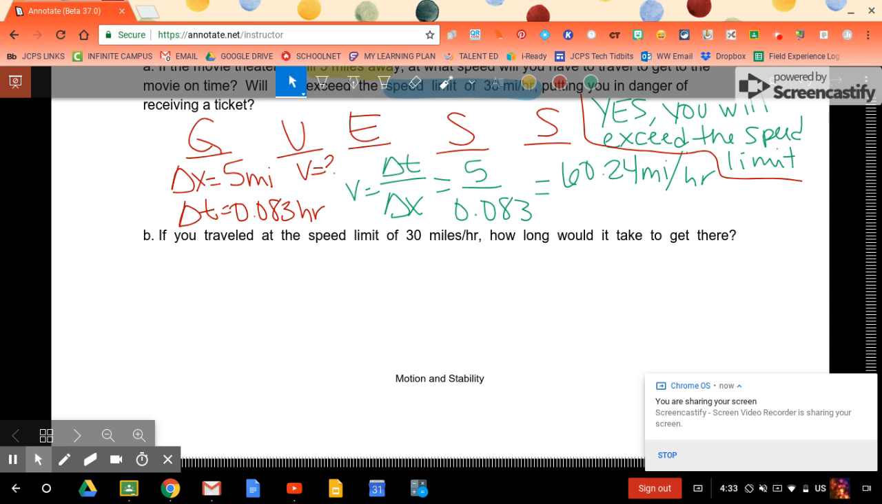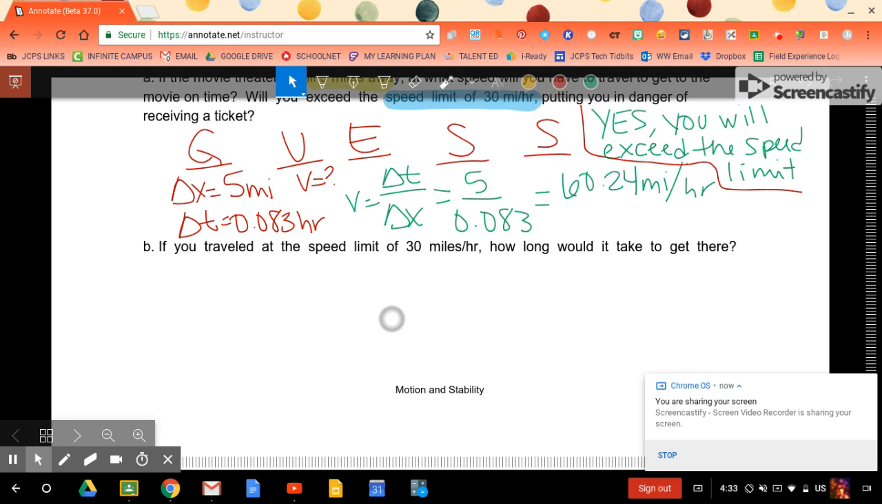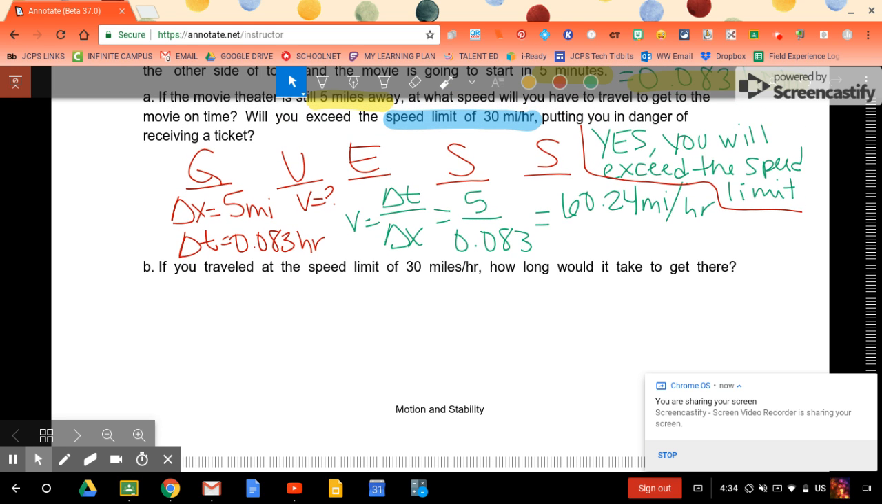On the last one, this goes along with this question, so you kind of have to keep some of the information from above in front of you too. If you traveled at the speed limit, so your speed limit is 30 miles an hour, how long would it take you to get there? So if your speed limit's 30 and you know you're going 5 miles, because that's how far away the movie theater is, we're going to use our GUESS method.